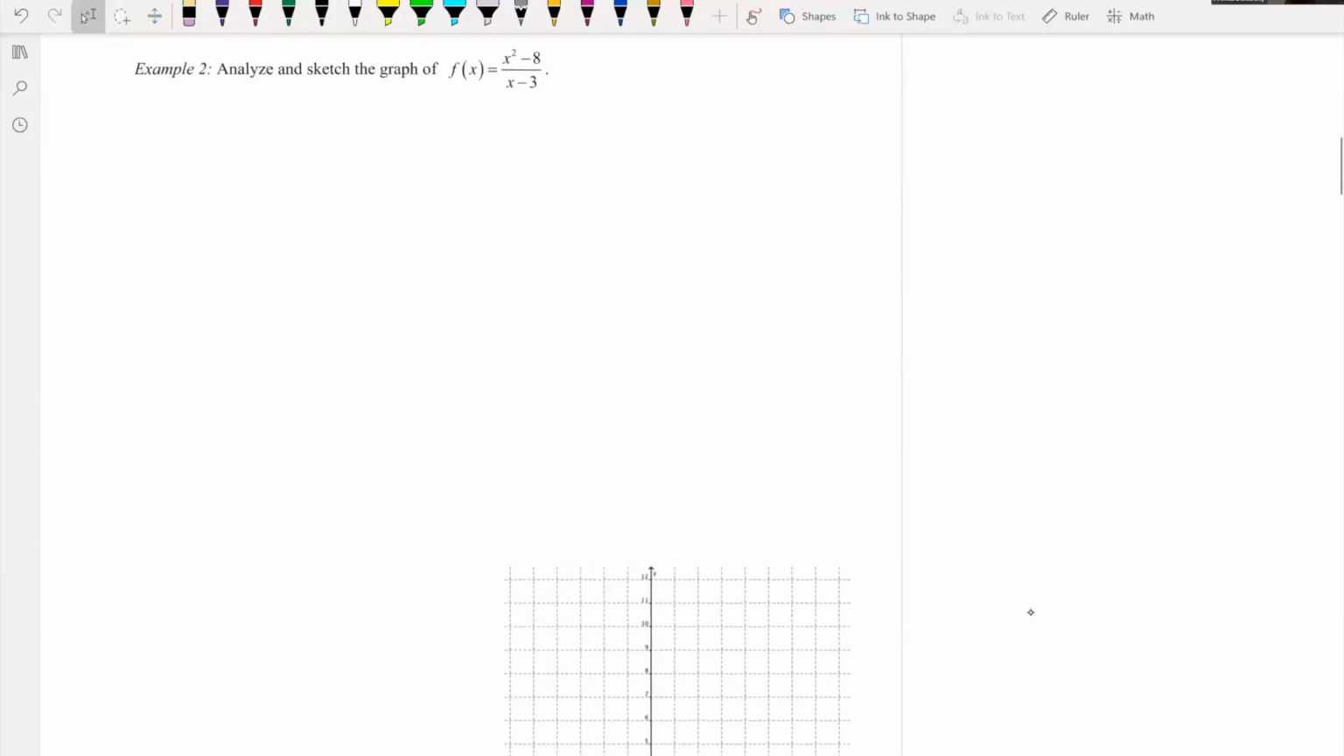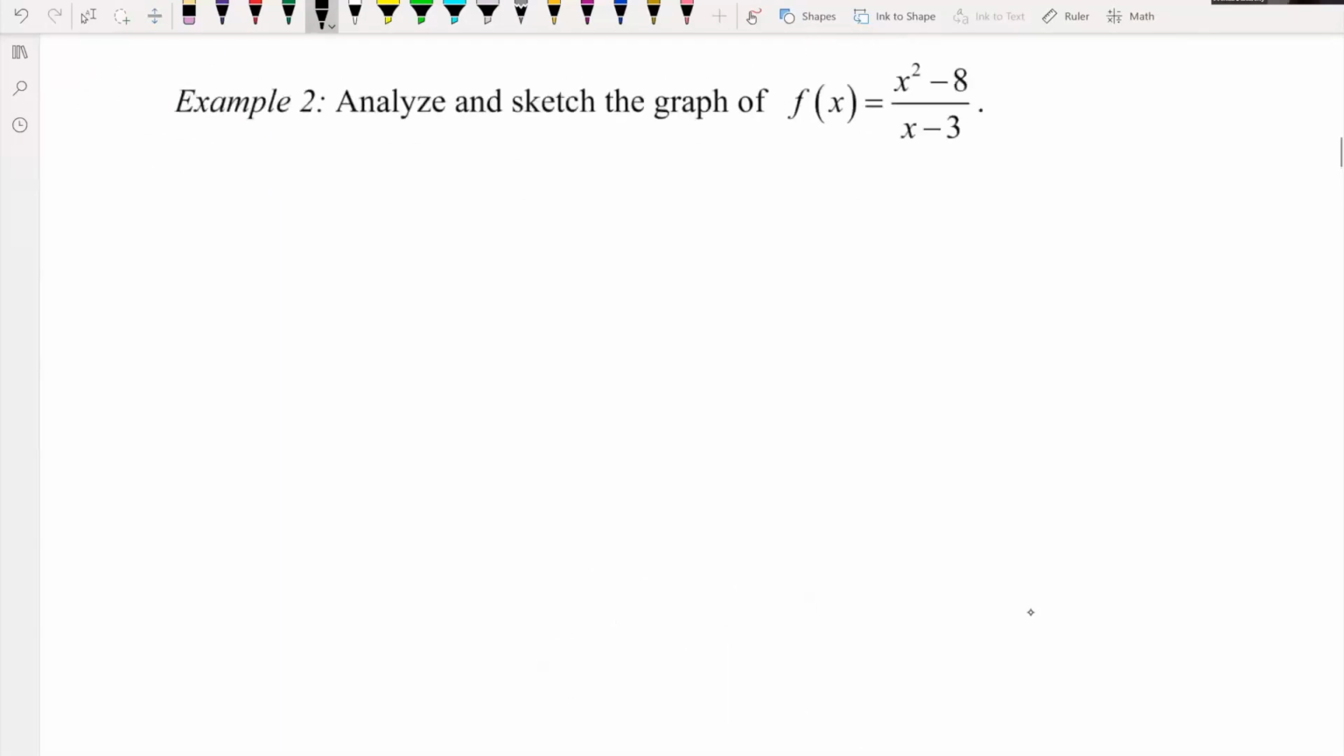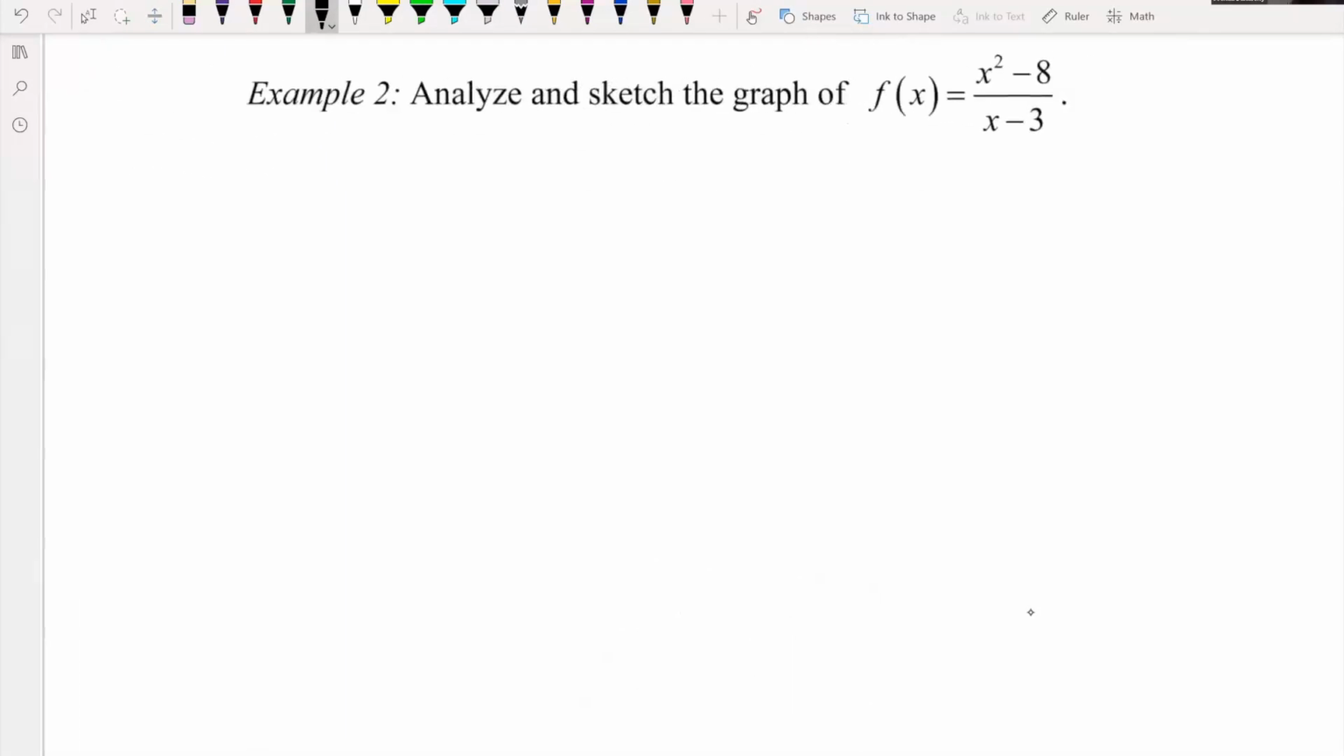So let's go through the same ideas. I'm going to go through the early ones kind of fast because, again, this is a lot of pre-calc stuff. So we're going to do domain first. It is the set of all x's such that x does not equal 3.